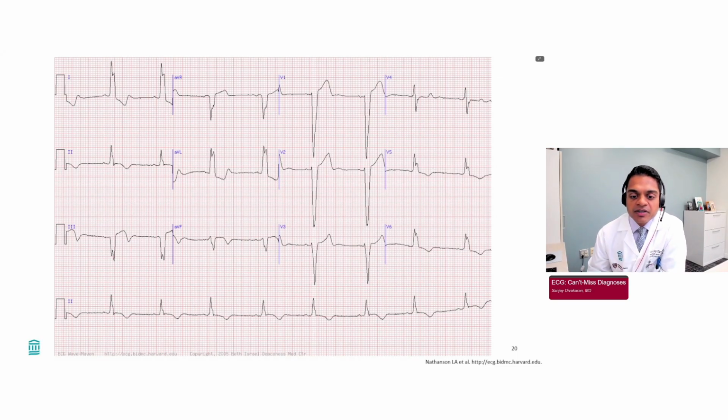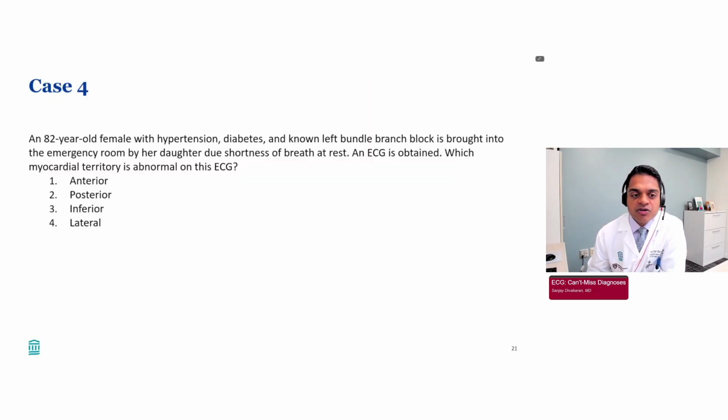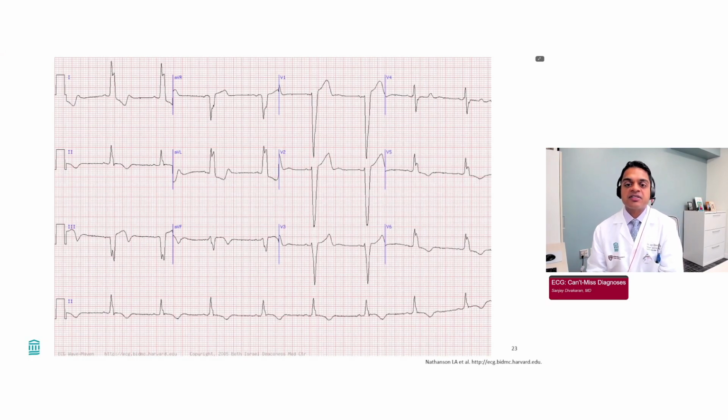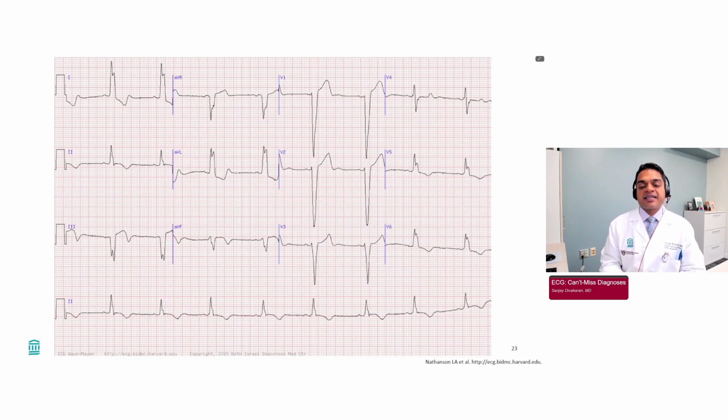Great. All right, so a good mix here. And so the correct answer choice here is inferior. And so what this question deals with, obviously, as you can tell, is the challenge in detecting ischemia in someone who has abnormal depolarization of the left ventricle, and in this case, left bundle branch block.